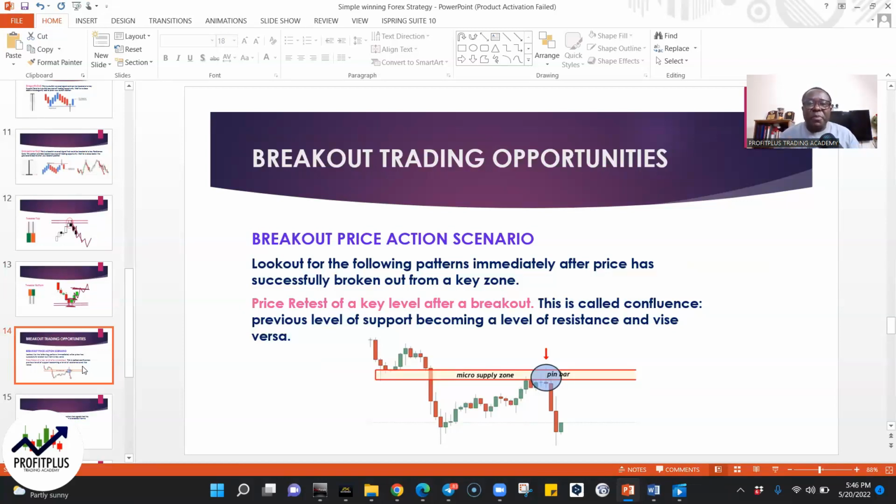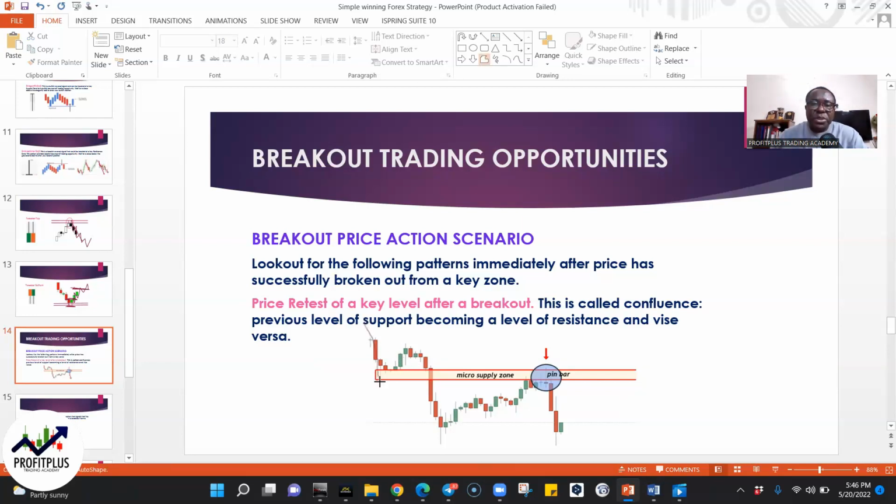Okay, look out for the following patterns immediately after price has successfully broken out from a key zone. It can be support or resistance. Now, the first thing to look at is that usually price makes these moves. When price has broken out from either support or resistance, it has this historical behavior of going to retest. It visits that area, call it a retest. When price breaks away from a validated support or resistance area, usually it will retest. A lot of times it happens.